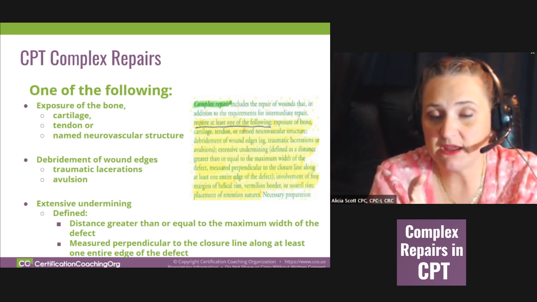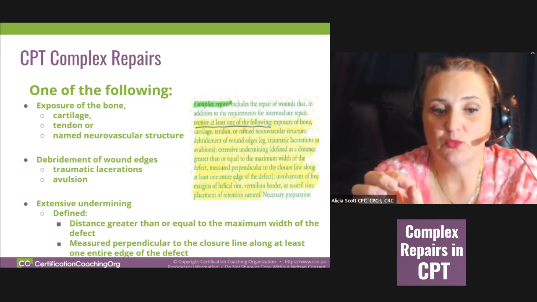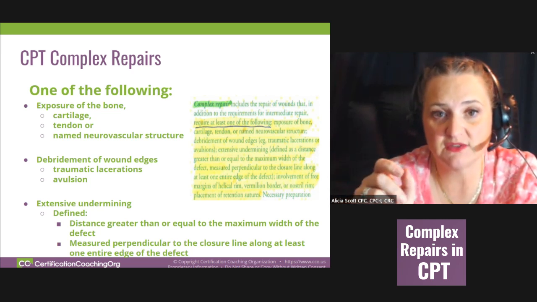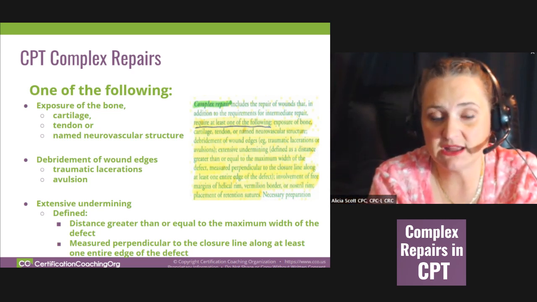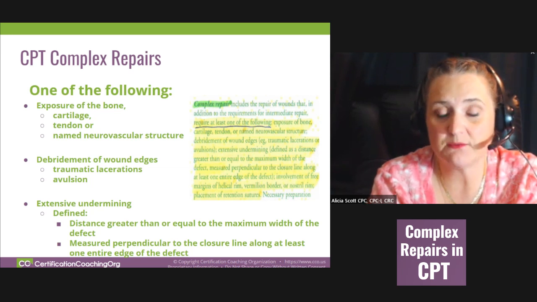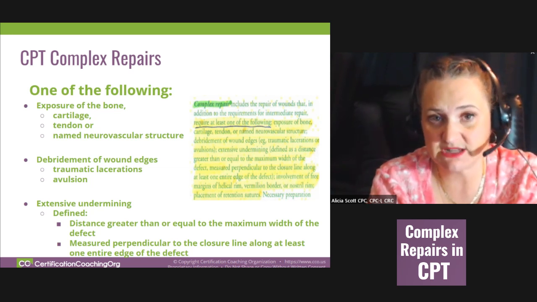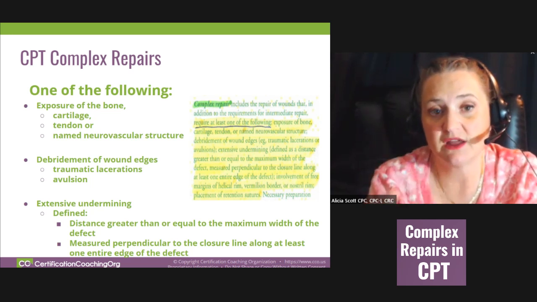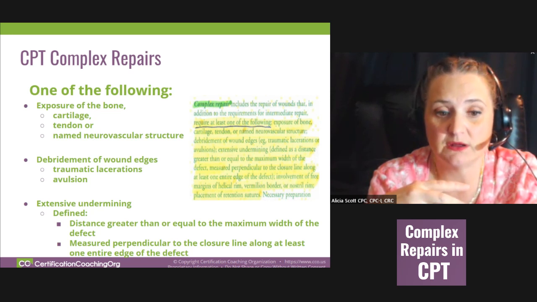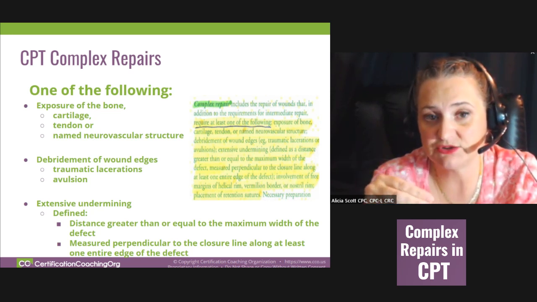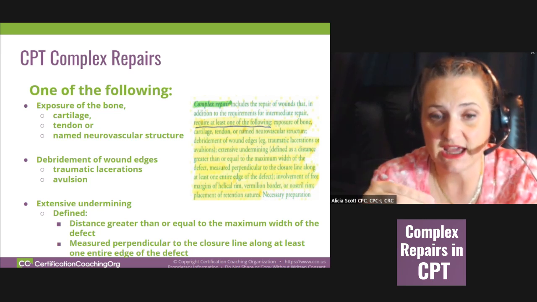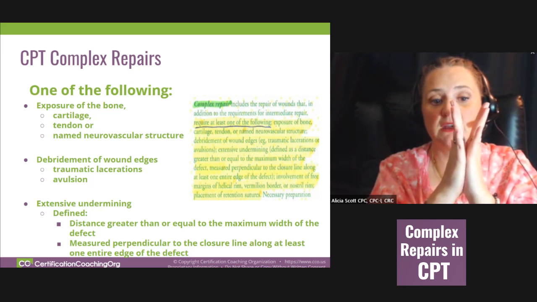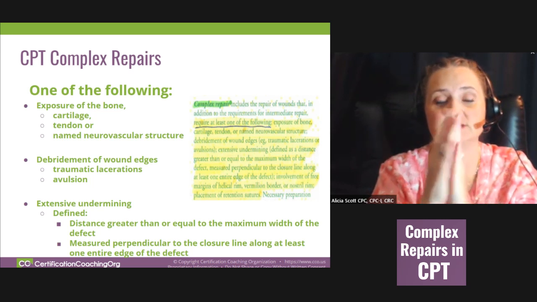Now, what does that mean? That is going to be a little bit of math here. We're going to have a distance greater or equal to the maximum width of the defect. Whenever you do wound repairs, you're going to see a lot of measurements. That's part of standard documentation. You're going to see how many sutures were put in, especially on the top, as well as how many sutures are used underneath as we close the layers. Maybe they do 3 sutures underneath.